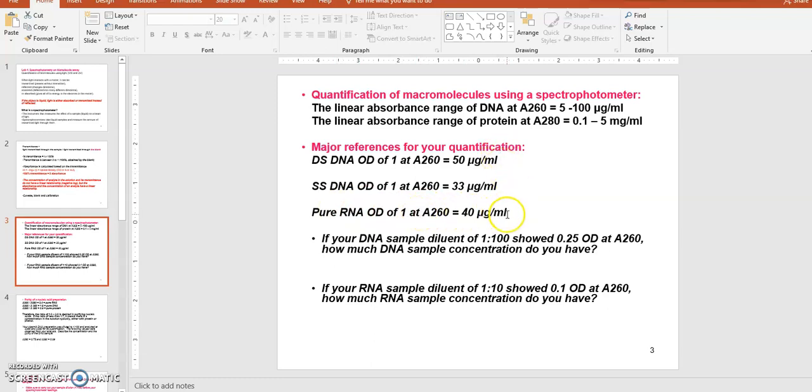These 3 reference points are really important when you try to quantify your nucleic acid sample, either DNA, RNA, or single-strand DNA. You can use these reference points in your calculation.